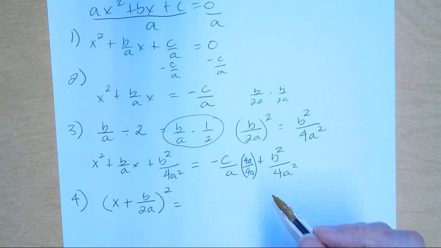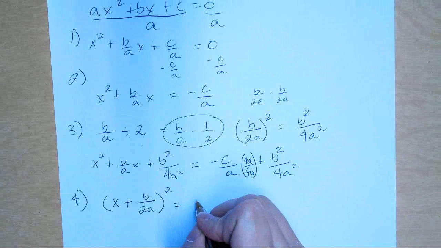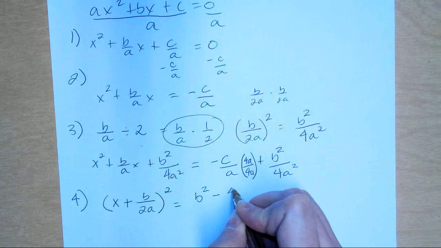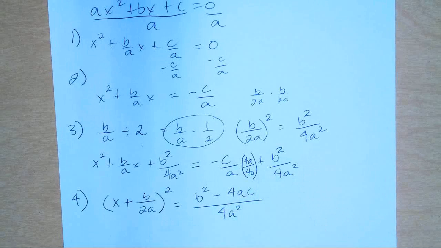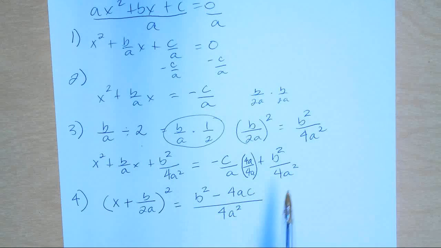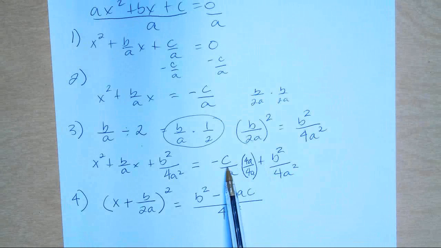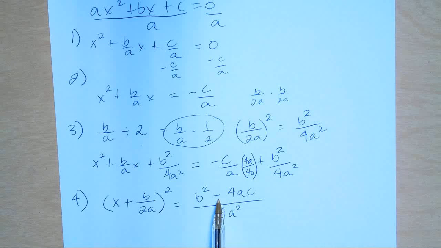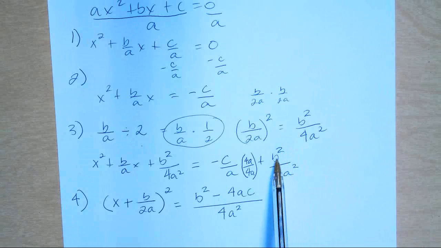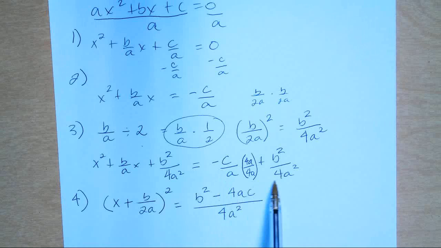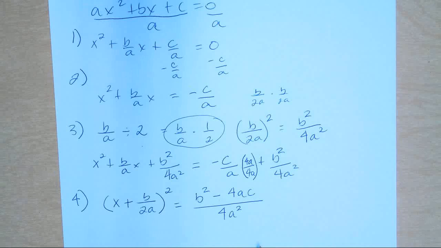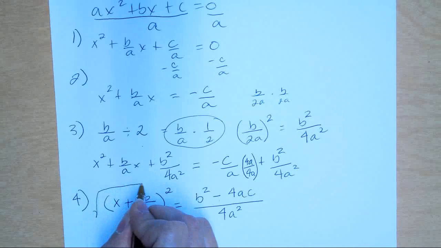Okay. So this is going to give me b squared minus 4ac all over 4a squared. So now that they have the same denominator, I can just add the numerators. And I did switch the order so that it looks more like the quadratic formula. So b squared, this becomes negative 4ac, all over 4a squared. Do you see that? Do you follow? Okay, now I'm going to take the square root of both sides. That's step 5.